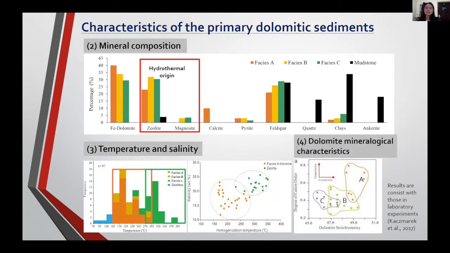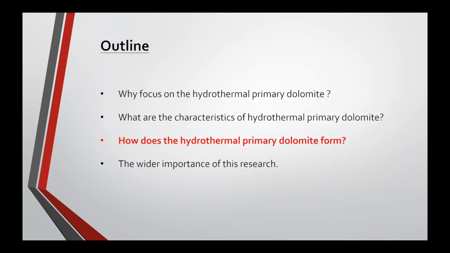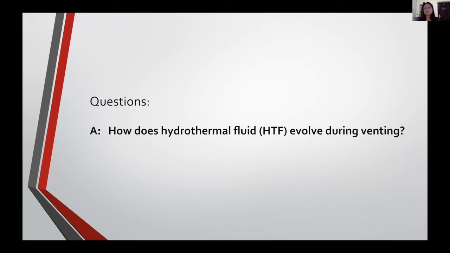Facies A dolomite, at the highest temperature, is the best ordered and most stoichiometric, consistent with the strong influence of temperature on dolomite mineralogical features in lab experiments. So after knowing the characteristics of the hydrothermal primary dolomites, how this kind of dolomite forms has become the key of this research. Firstly, a question carefully considered is how hydrothermal fluids evolve to form different lithofacies.